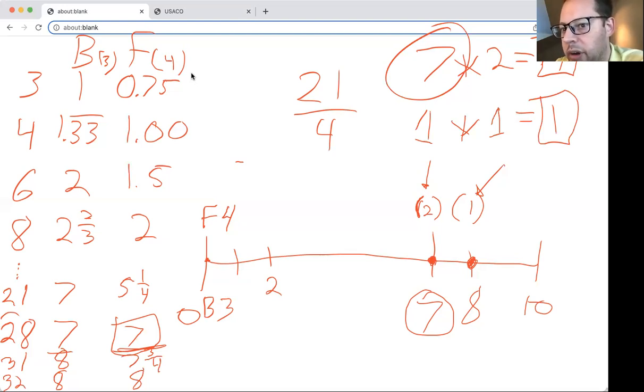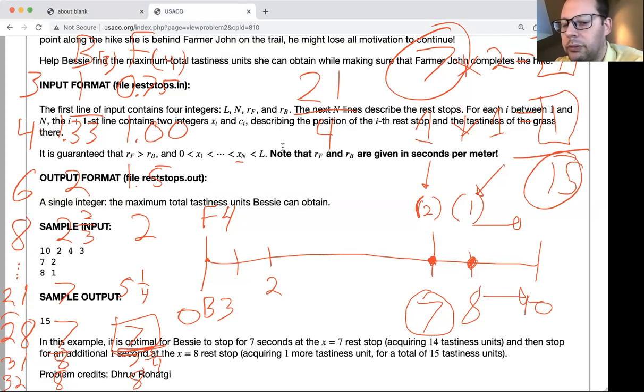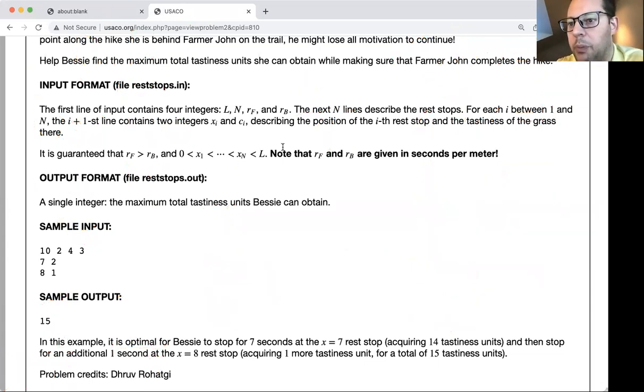At that point, there's no more rest stops. Bessie's going to finish out the hike. Farmer John's going to finish out the hike, and the total amount of tastiness will be 14 plus 1, which is 15. We're going to check back on here. And then sample output, you can kind of see it under the big mess there, 15. So that was, in fact, 15 seconds. So that came out exactly the way we hoped it would.